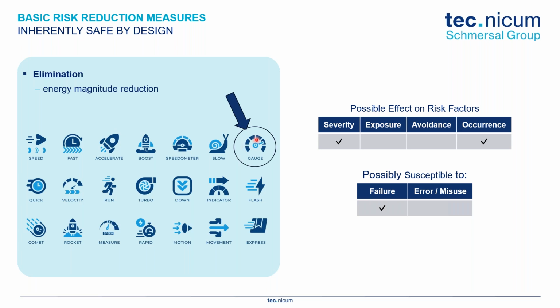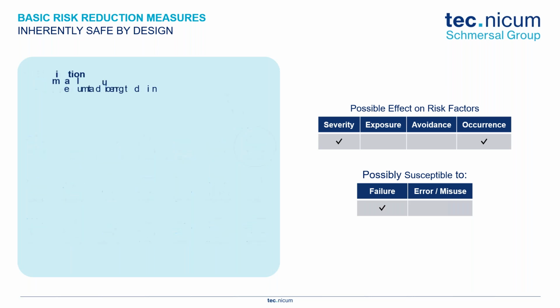Because we're relying on a control function at the end of the day, because we're reducing the magnitude, we're not worried about an error with misuse, but possibly a failure with the system that would lead us back to a hazardous situation.